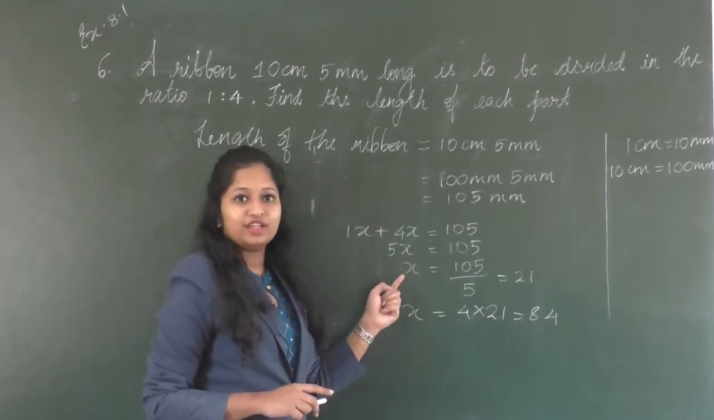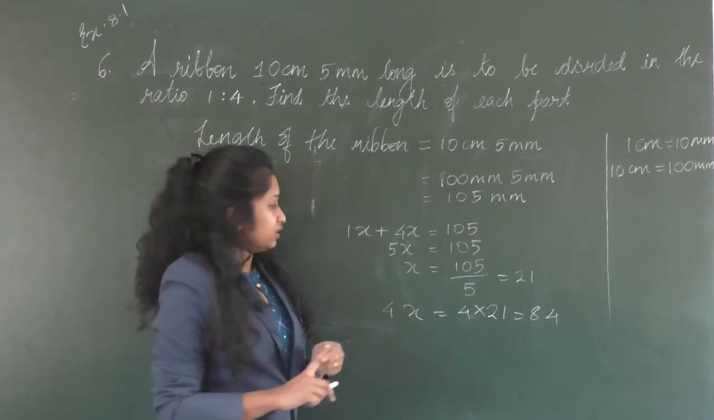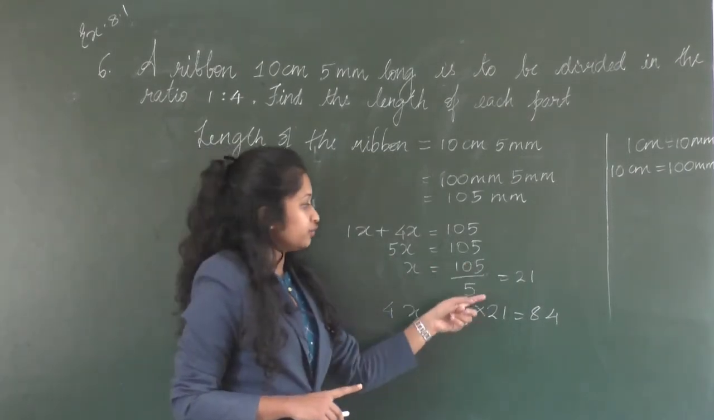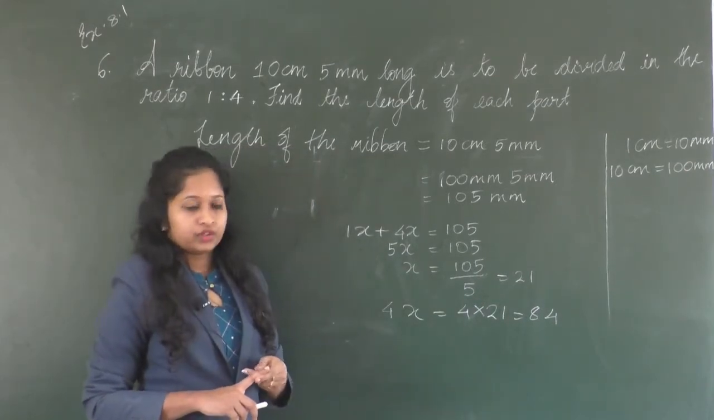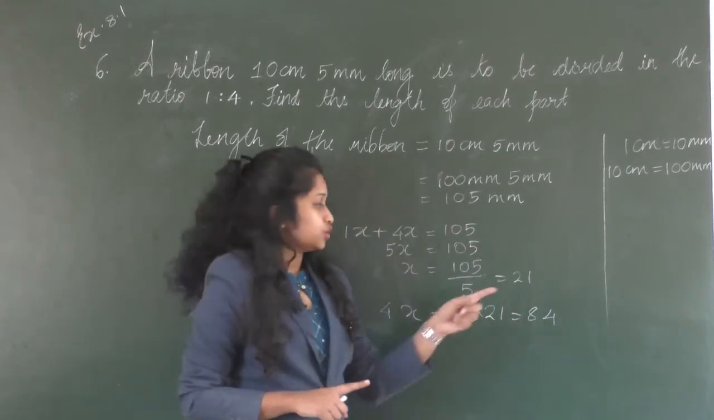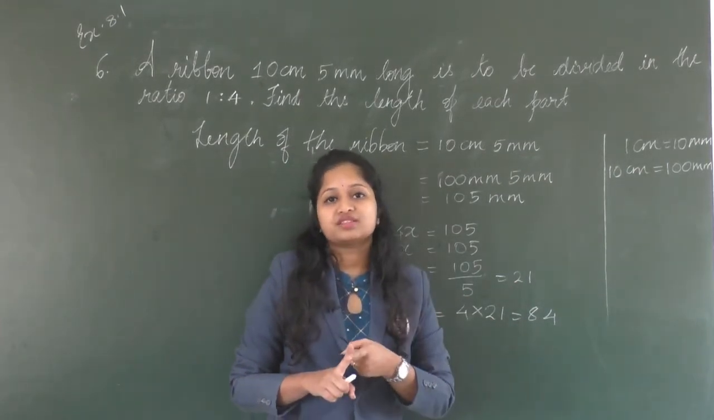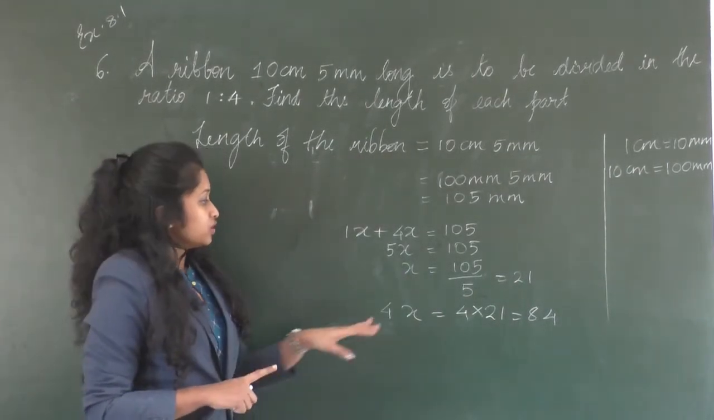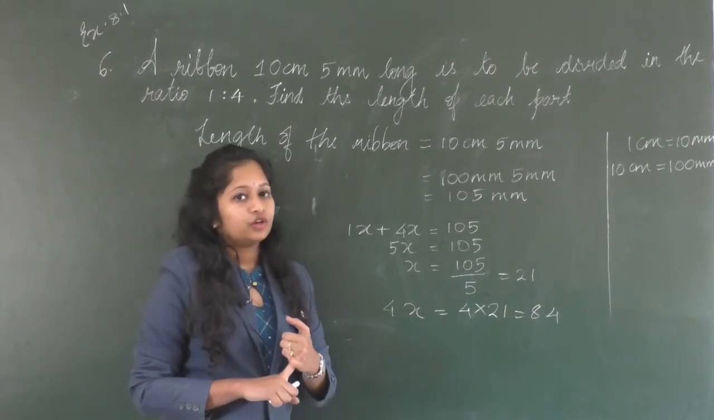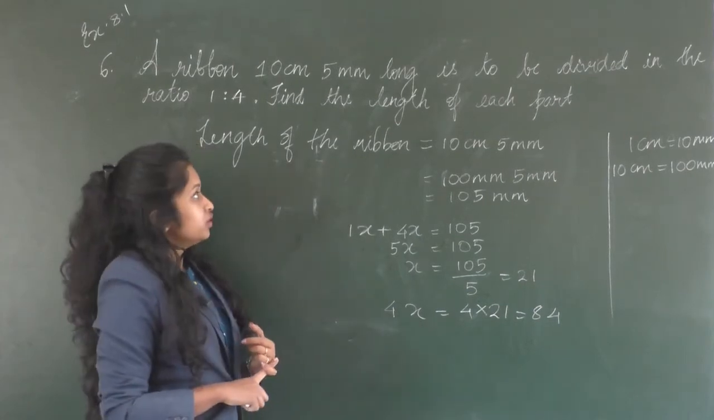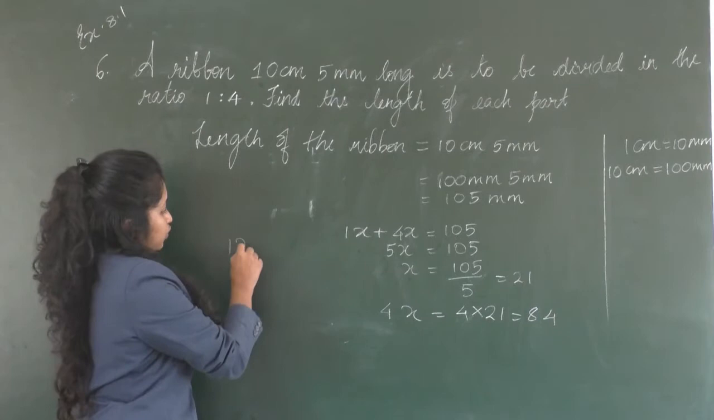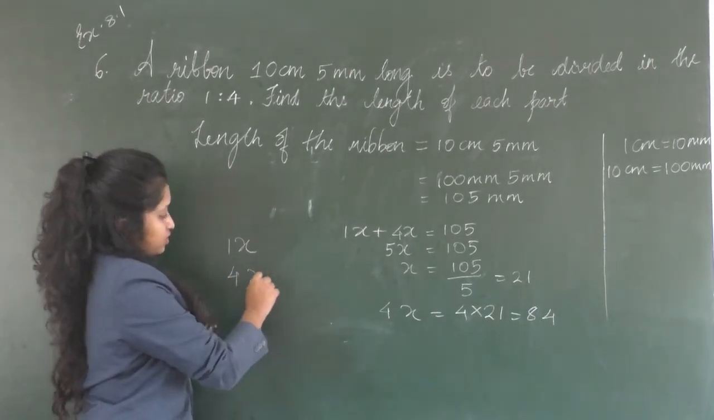Now, how to find the value of x? By taking this 5 to the denominator. So, 105 by 5. So, when you divide 105 by 5, we will get 21. So, the value of x is 21. Since we got the value of x, we can easily find the length of ribbon, which is to be made into two parts, that is 1x and 4x.